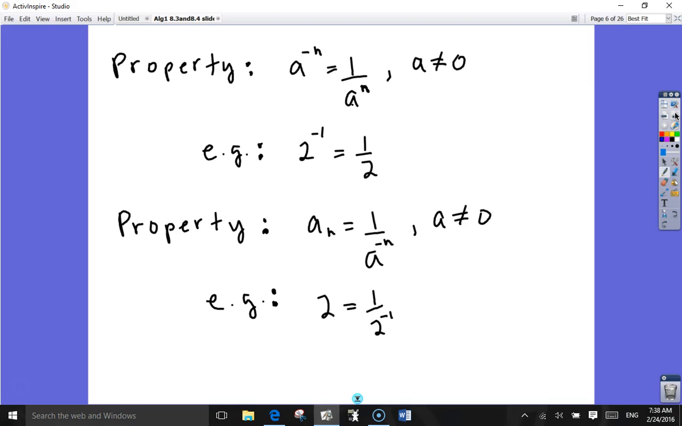Or if you start with a, oh, I wrote that one wrong. Sorry about that. Just confusing that with sequences. That should have been a to the positive n equals 1 over a to the negative n. So the main thing is if it's negative in the denominator, then you can flip it and it's positive. If it's negative in the numerator, you can flip it and then it's positive. Right? 2 to the first is 1 over 2 to the negative 1. Flipping it to the other side of the fraction makes the exponent the opposite sign.